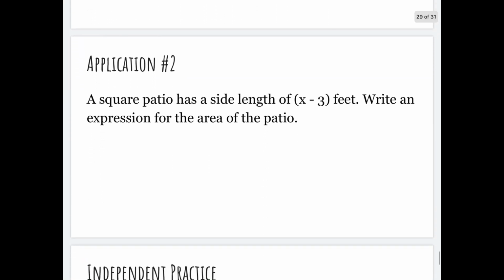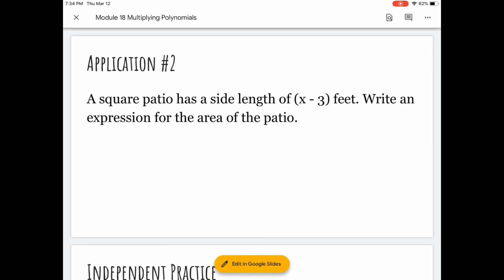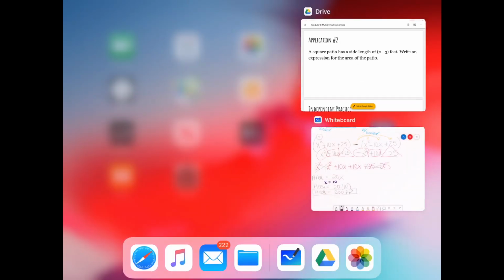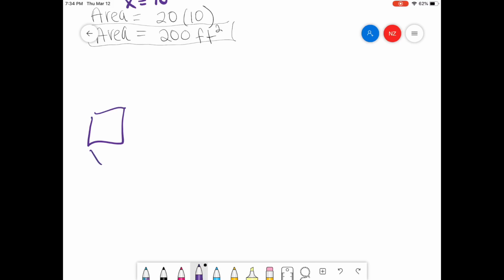The next application problem says a square patio has a side length of x minus 3 feet. Write an expression for the area of the patio. So again, we have that word square. So if you know a square has the same sides, then if one side length is x minus 3, you actually know that all four sides are x minus 3. Write an expression for the area. So if we know we're finding area, again, we're doing length times width. If I have one side, the length, then I also have the width, x minus 3. So I have my square patio, and I know it's x minus 3, then I know that all sides of the square are also x minus 3.